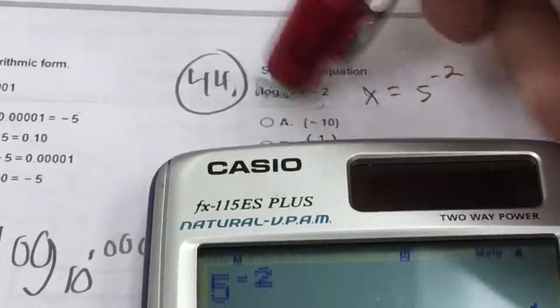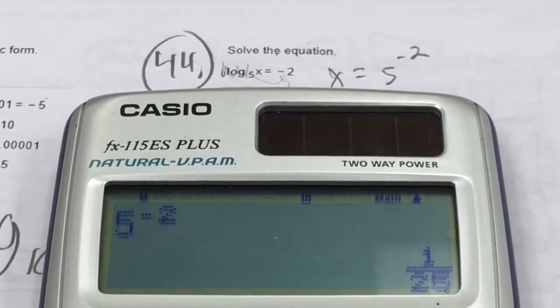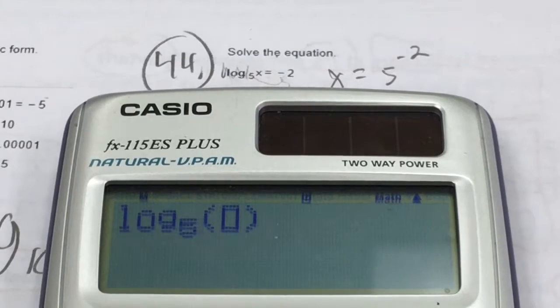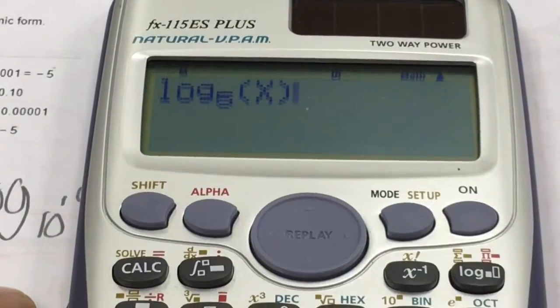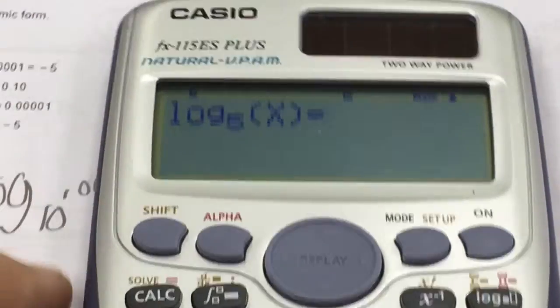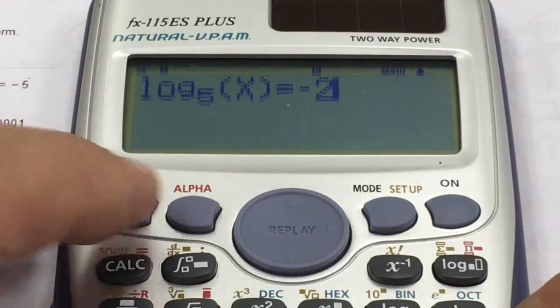Another method. Let's try our other method and see what happens. If I just type it in, log base 5 of x equals negative 2, and see if it'll generate the right answer for me. So I'm going to hit the log base button, 5, alpha red x, right arrow. Don't hit the equal sign. You're going to want to hit the alpha red equals, and it's going to equal negative 2. Don't hit the equal sign. You're going to hit the shift solve.